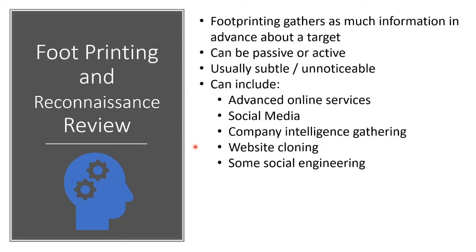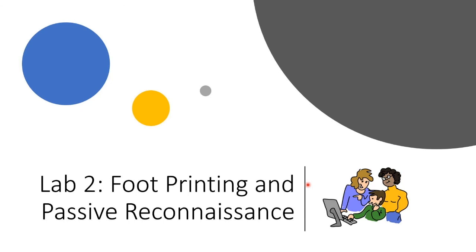So here's our review. Footprinting gathers as much information in advance about a target. It can be passive or active. It's usually subtle and unnoticeable. It can include advanced online searches, social media, intelligence gathering, website cloning, and some social engineering. And now it's time to get on to the lab, footprinting and passive reconnaissance.